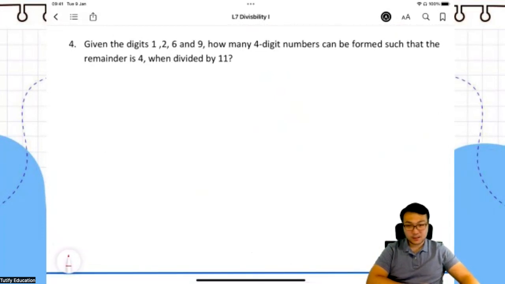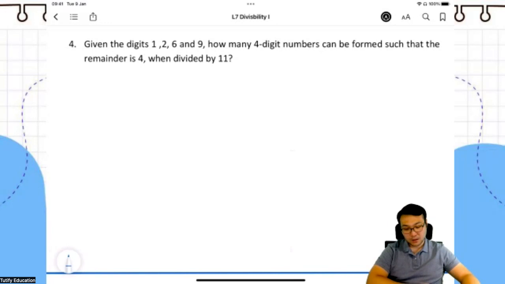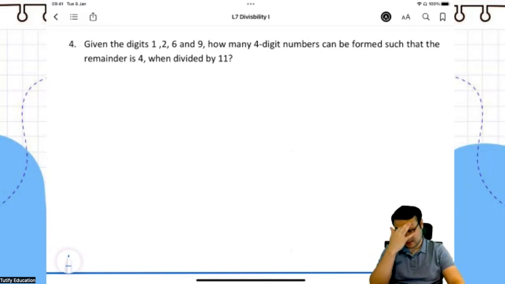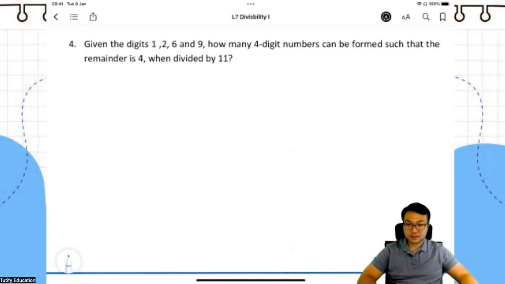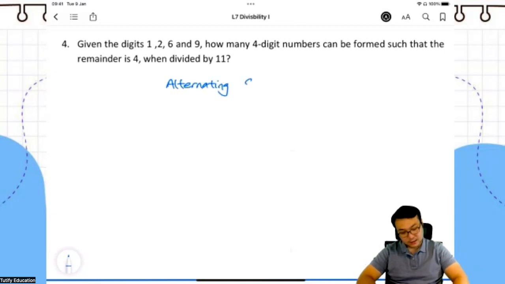Can I ask Kaden? So, Kaden, let's take a look here. Can you tell me what is the divisibility rule of 11? Do you remember? For 11, take the alternating sum of the digits of n. If it is divisible by 11, then n is divisible by 11. Yes, very good. You find the alternating sum of the digits.